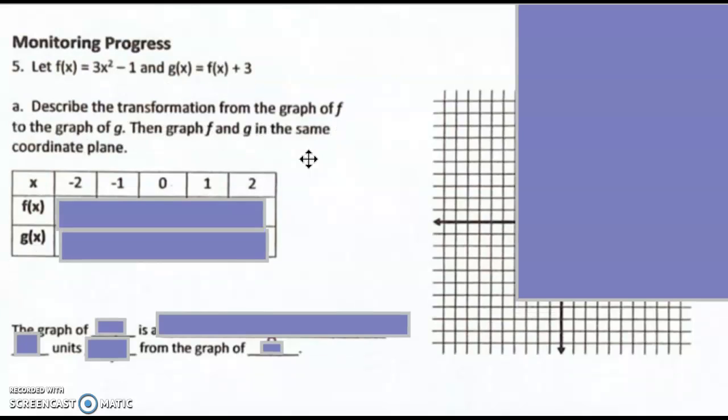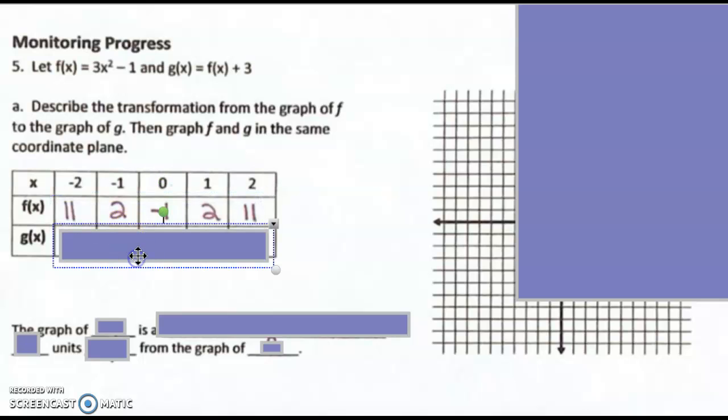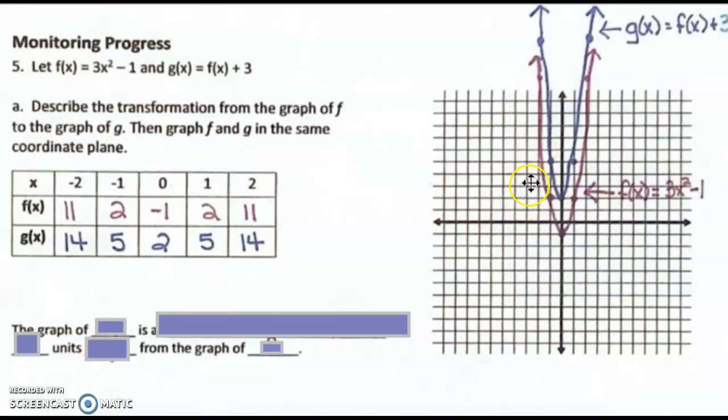Okay, so monitoring progress. I want you to try this one on your own. So pause the video and do the exact same thing we just did. Okay, if you paused it and you did it, your first graph should look like this, and your second one should be these numbers or these values. When you plot those, this is what it looks like.